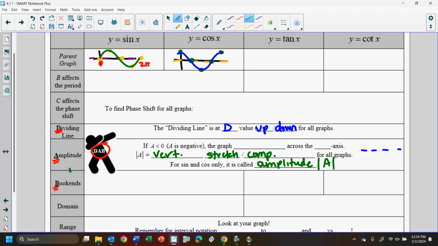What A is going to do is A is going to tell you how far above and below your dividing line you go, like how high up and low down those points go. Okay, so you kind of use those as guidelines. What would happen if A was negative? It would reflect. Yes, it would reflect over the x-axis. Good.